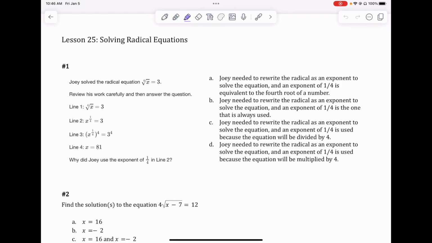Okay, so these are the lesson 25 practice problems. So number 1, it says Joey solved the radical equation the fourth root of x equals 3. Review his work carefully and then answer the question.